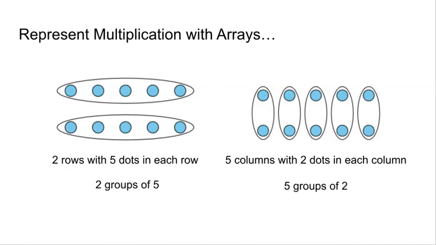They write multiplication expressions once again to represent the number of equal rows or equal columns and how many are in each one. For example, in the array shown here, we can write 2 times 5 for 2 rows of 5 dots, and we can write 5 times 2 for 5 columns of 2 dots.